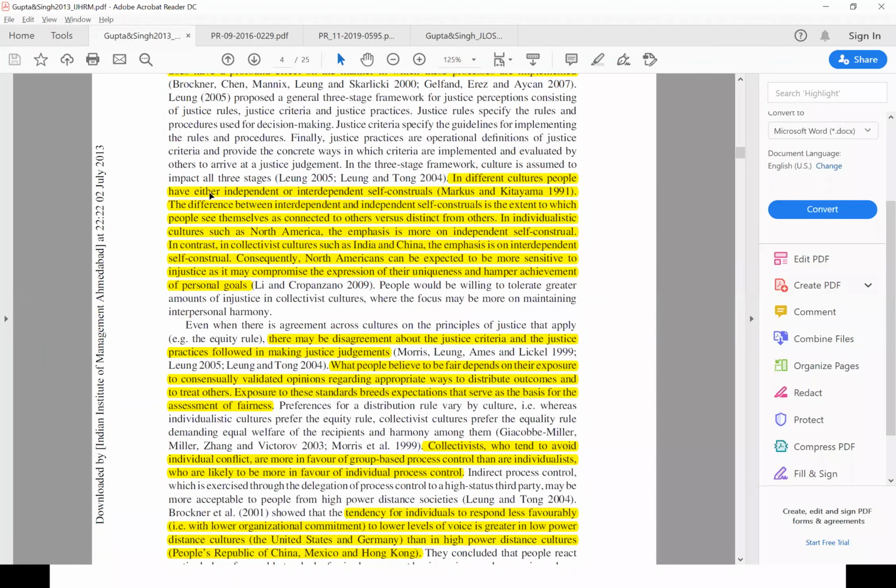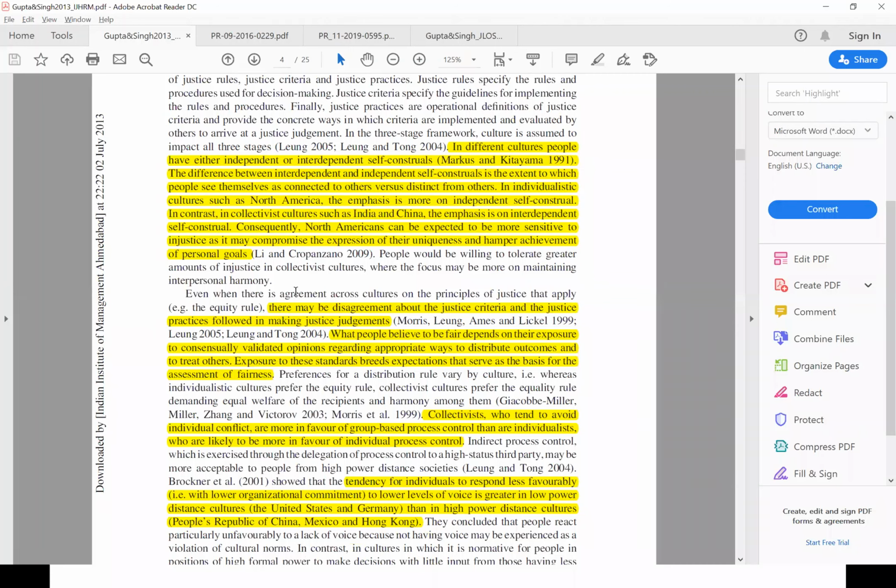In different cultures, people have either independent or interdependent self-construals. The difference between these is the extent to which people see themselves as connected to others versus distinct from others. In individualistic cultures such as North America, the emphasis is more on independent self-construal. In contrast, in collectivist cultures such as India and China, the emphasis is on interdependent self-construal. Consequently, North Americans can be expected to be more sensitive to injustice as it may compromise the expression of their uniqueness and hamper achievement of personal goals.